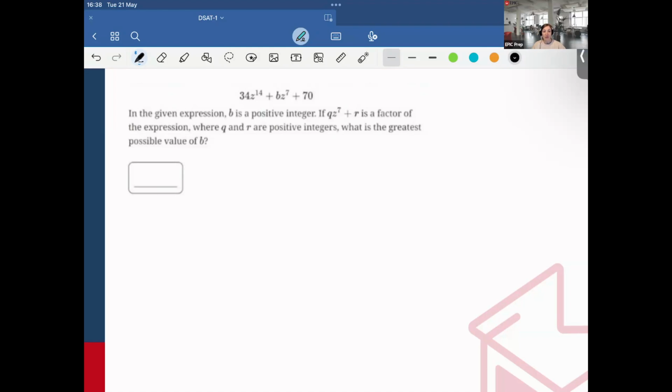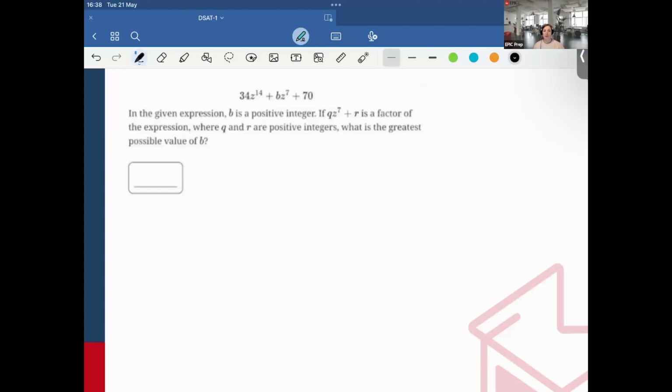This one: 34z to the 14 plus bz to the 7 plus 70. In the given expression, b is a positive integer. If qz to the 7th plus r is a factor of the expression, where q and r are positive integers, what is the greatest possible value of b? So here I can no longer plug this into Desmos because I have two variables. So what I'm going to do is factor.